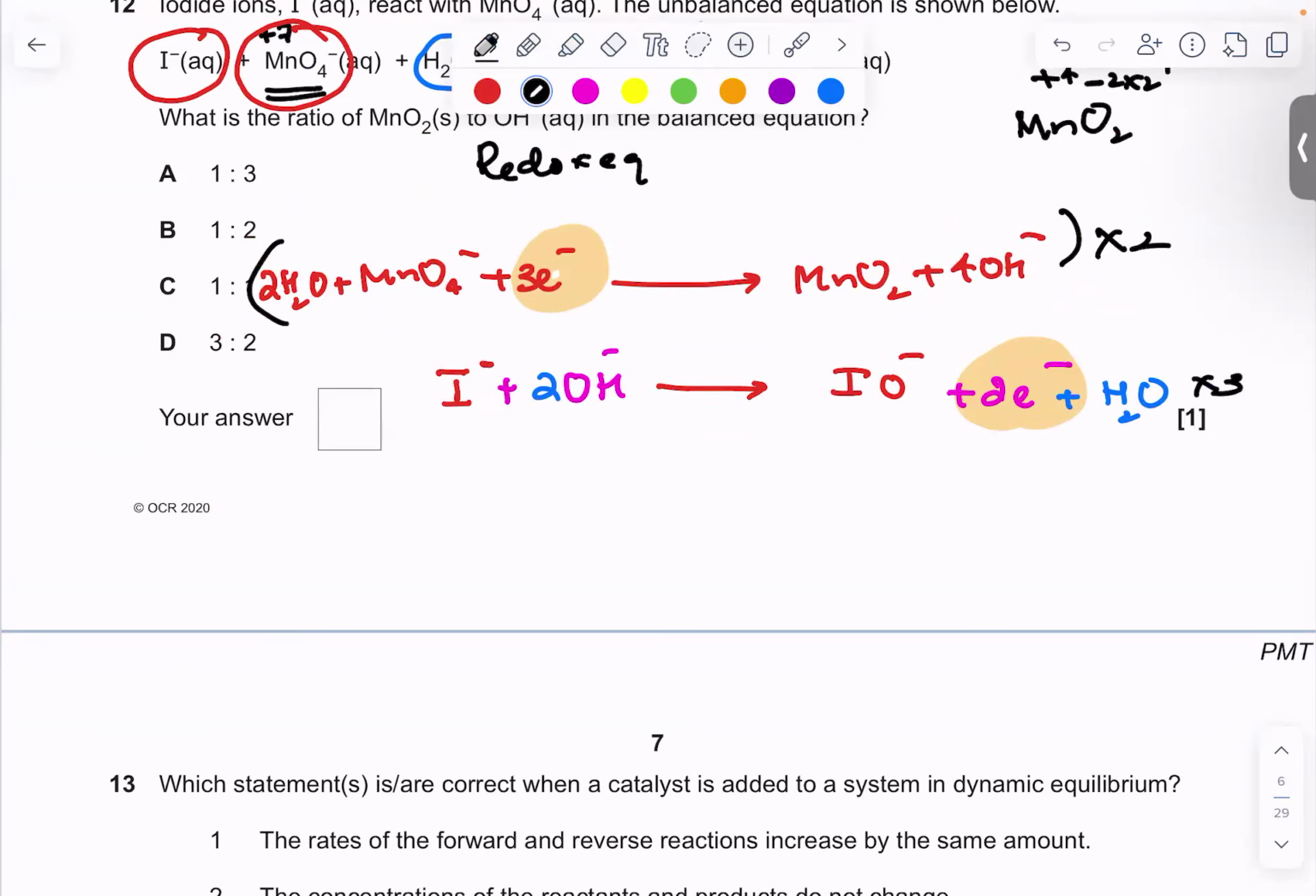Only for 1 mark. I know, I know. That's the problem with multiple choice. They always do that.